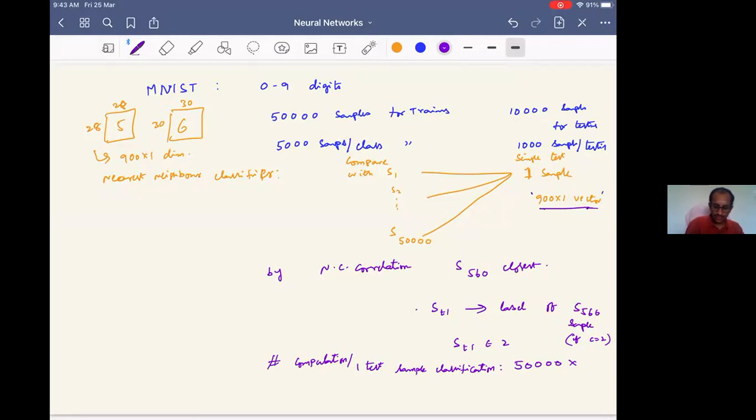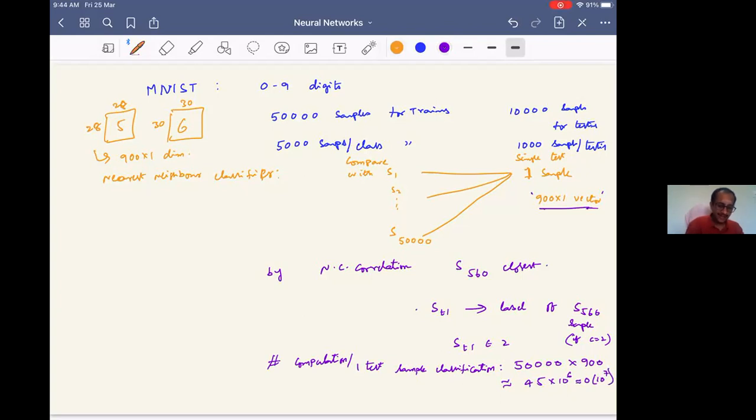So 50,000 samples, each comparison takes how many computations? 900 computations, because for a 900-dimensional vector you need to find the element-wise product, and then divide by the norms and so on. Order of 900. So this is close to 45 into 10 power 6, which is close to order of 10 power 7 or 10 power 8. So these many computations per single test sample.